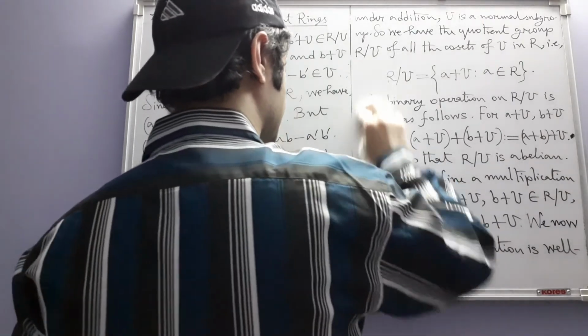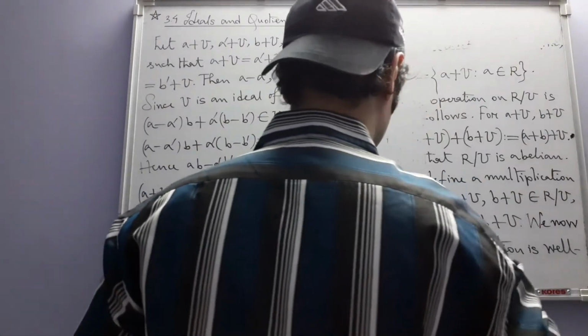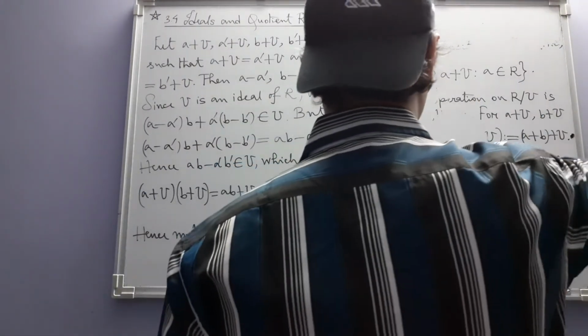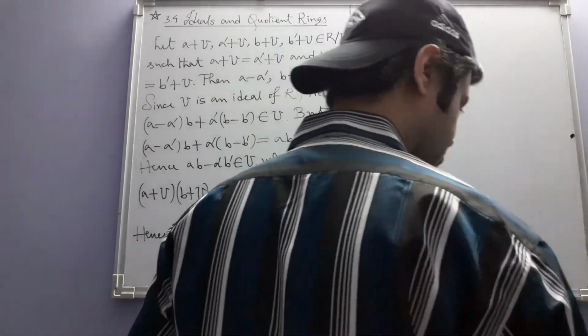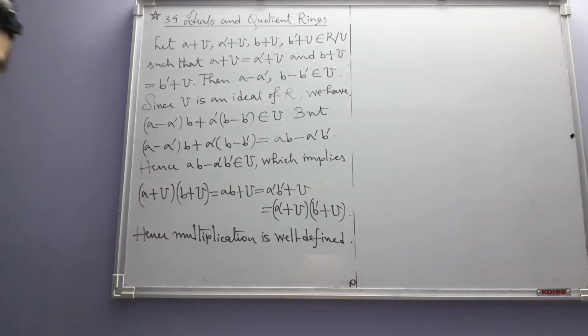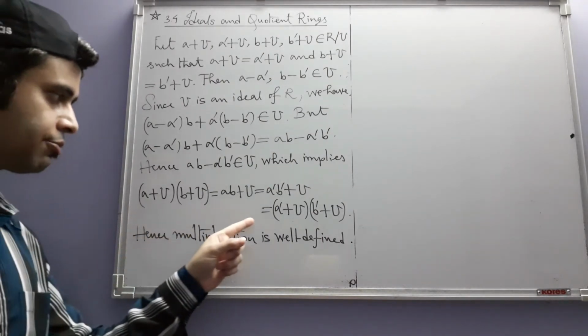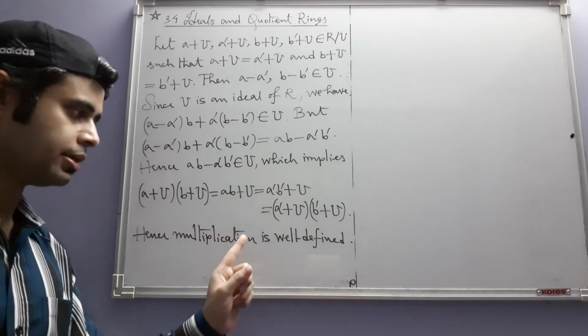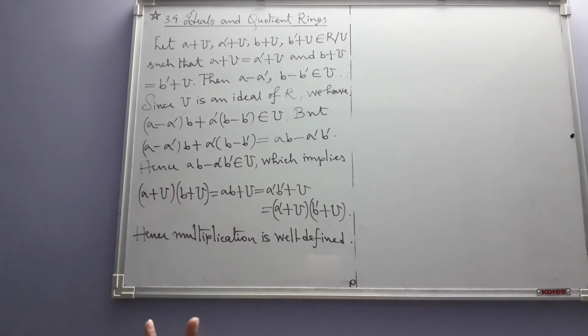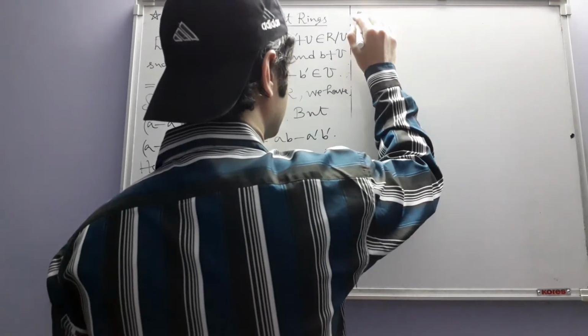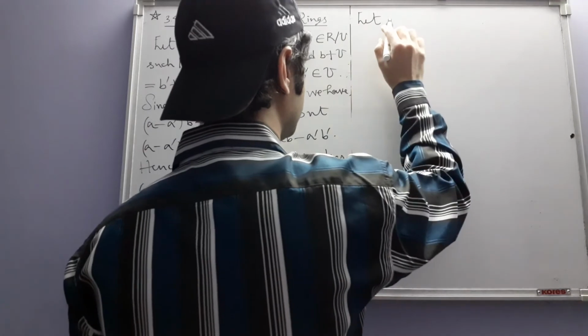Although they are easy, for the sake of completeness I will show them. What else do we need to show? There are only two things we need to show. One is that multiplication is associative, and the other is that it distributes over addition, the addition in R by U. So that means we will need three elements.